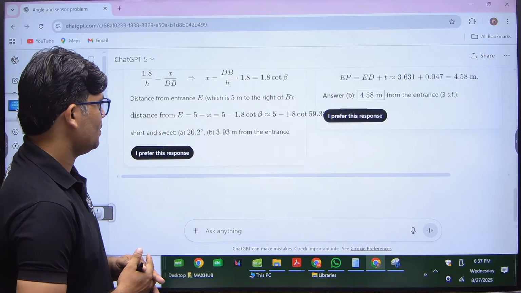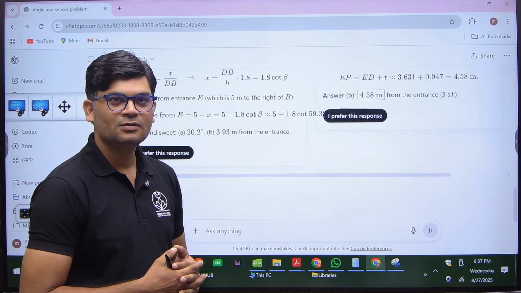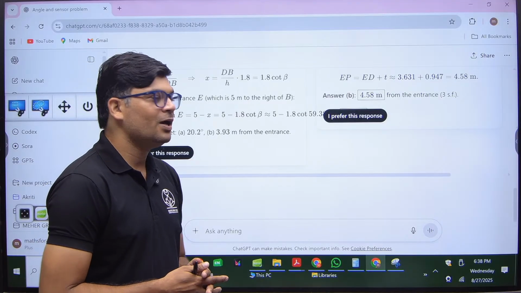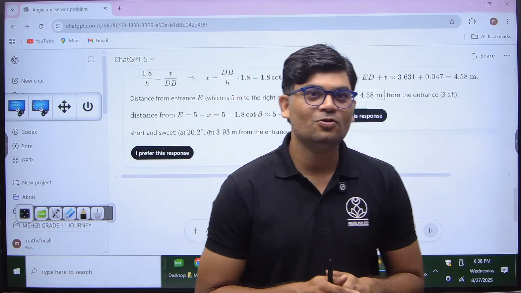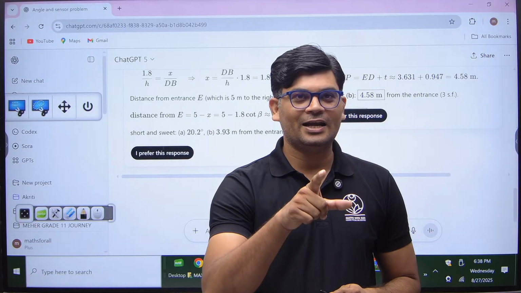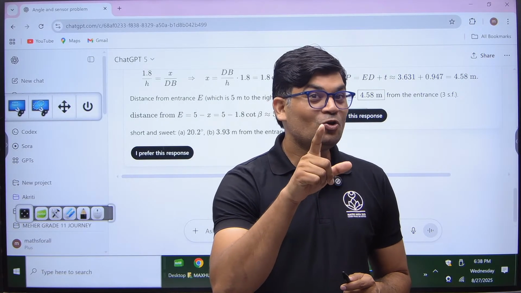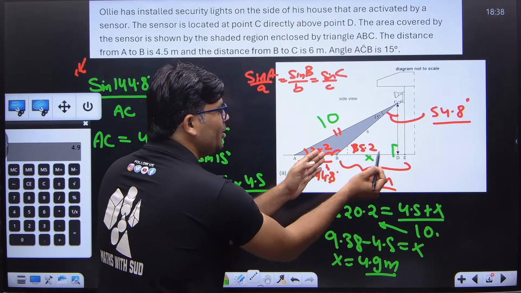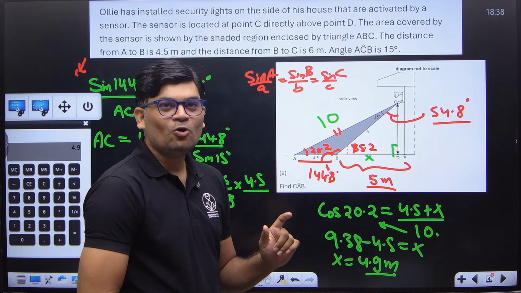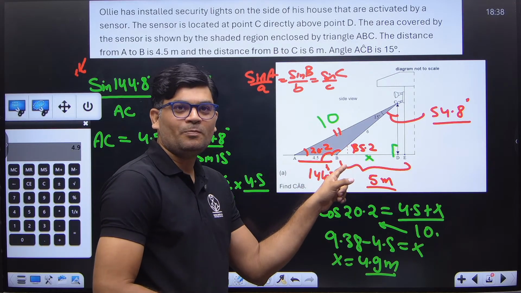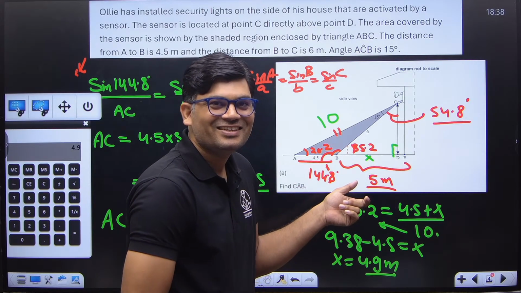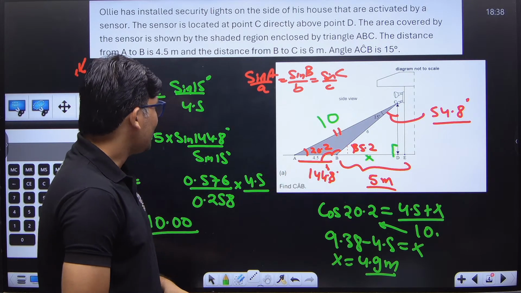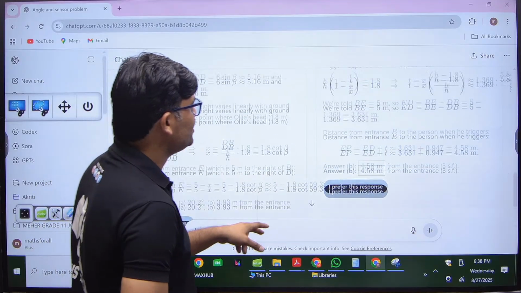So they gave us two options, none of them were our answer. What do we do? No, who said none of them are our answers? I didn't tell you that 4.9 is the right answer. See, try to understand, beta. 4.9 is the distance from B to D. But I told you that the sensor will activate before he reaches point B. We need to work more now. Okay, this is not our answer. We need to work on this. Okay, let us see what ChatGPT does.